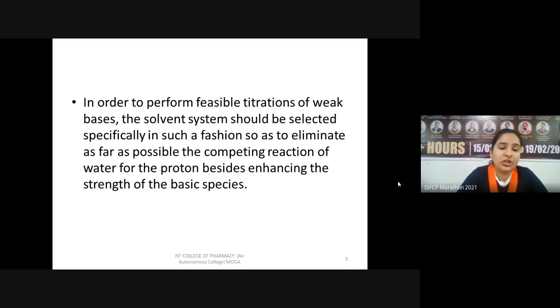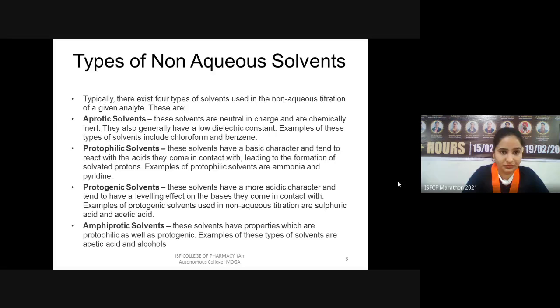We should try to select the solvent so that we can completely eliminate the competing reaction of water for the proton, besides enhancing the strength of the basic species. Now, before we discuss more about non-aqueous titrations, we will study the different types of non-aqueous solvents which we use in non-aqueous titrations. So, the first one is aprotic solvents.